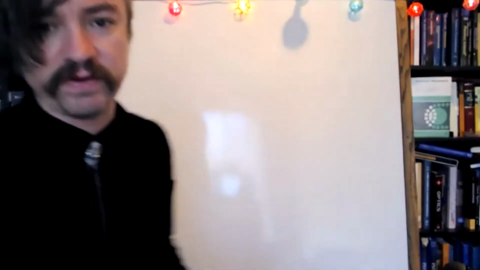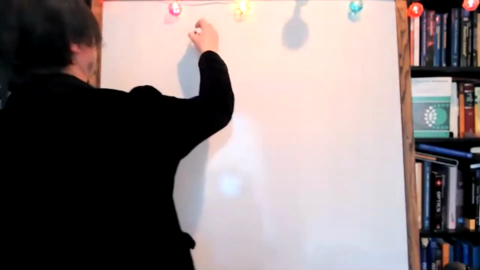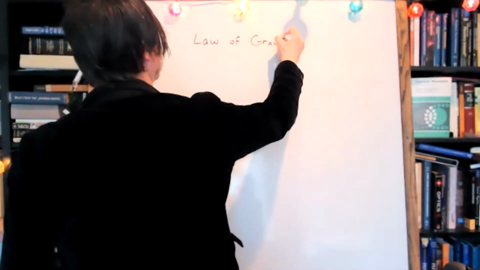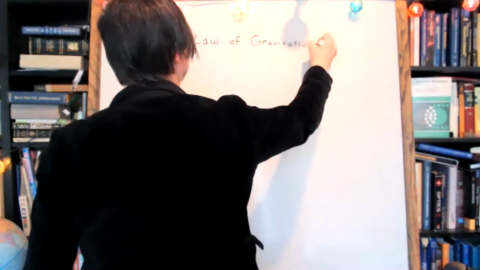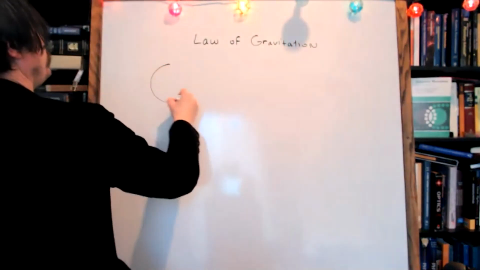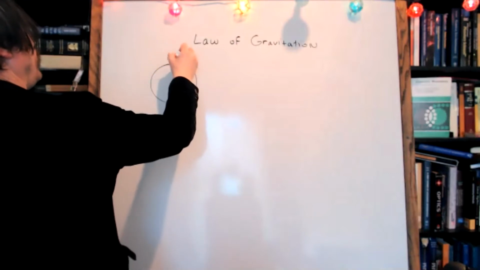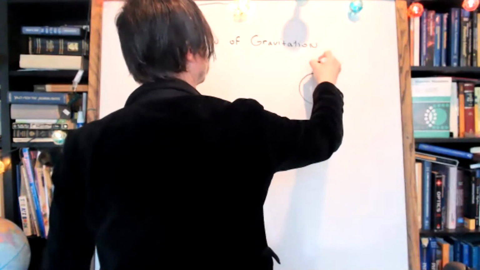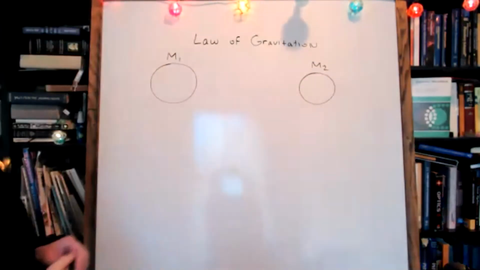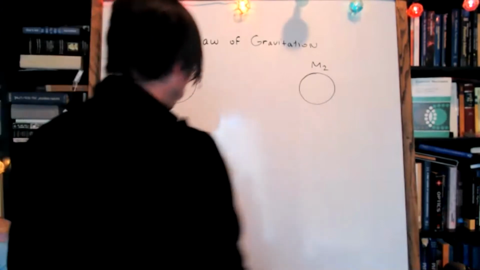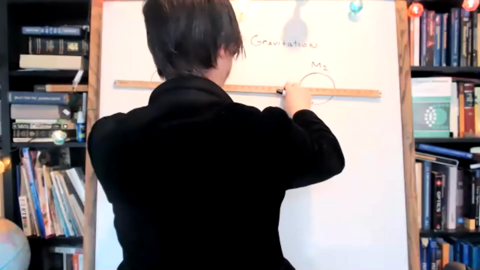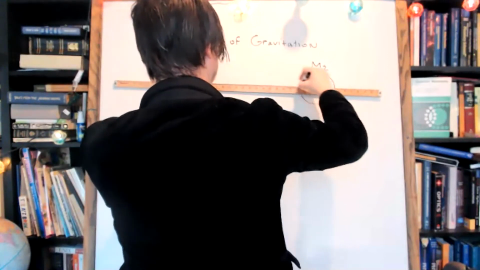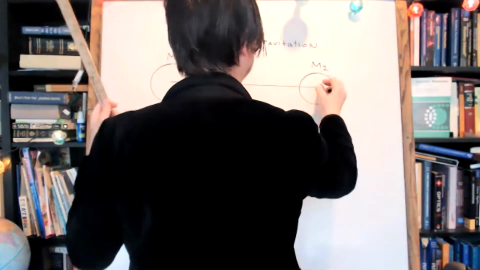Introducing the law of gravitation. So our setup is two masses, one which is called M1, the other called M2. They are separated by a center-to-center distance, little d.